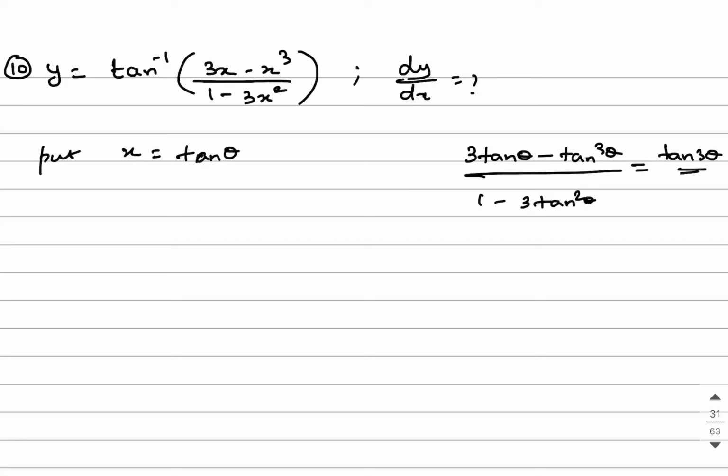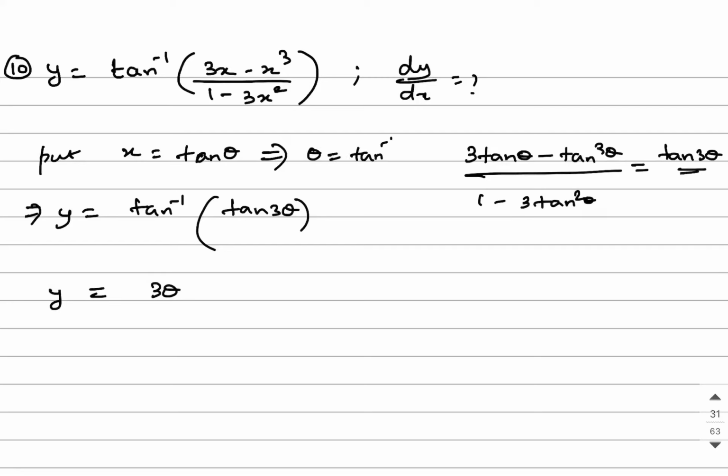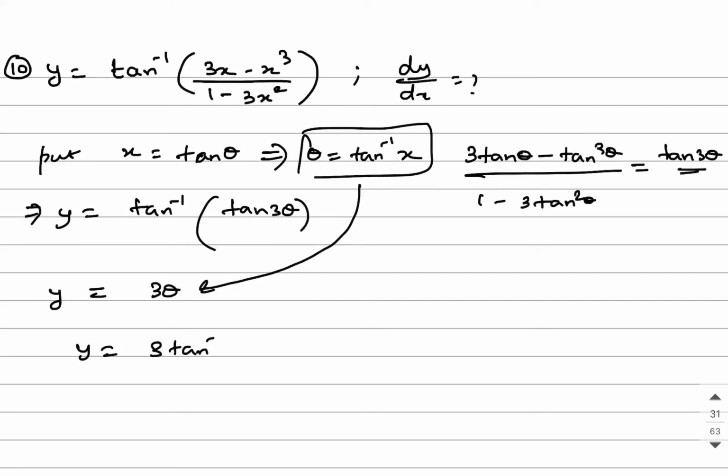Okay. So substitute, that is put x is equal to tan theta. Then what do we get? We get y is equal to tan inverse of 3 tan theta minus tan cube theta by 1 minus 3 tan square theta. That is, we will get tan inverse of tan 3 theta. Then it is 3 theta. So y is equal to 3 theta. If x is written as tan theta, then theta will be equal to tan inverse of x. So substituting this value here, we will get y is equal to 3 tan inverse of x.